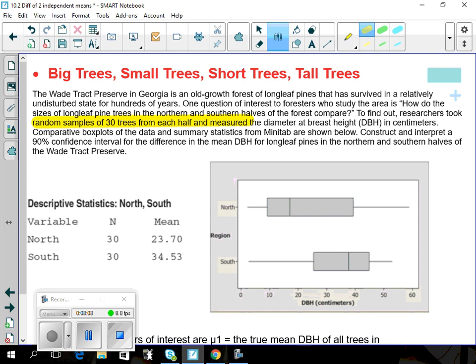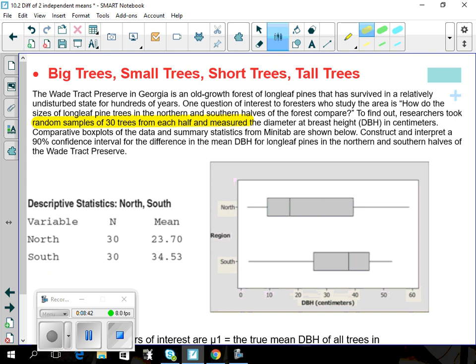All right, so the independence condition is the 10% rule. So what are we looking at? What number is less than 10%? 30. Good. Okay. So 30 is less than 10% of all the trees in the northern half, and 30 is also less than 10% of all the trees in the southern half. We have to assume that. We have to assume it's a large enough preserve with trees. Does it say how many? It doesn't say how many there are, but we're just going to assume that.